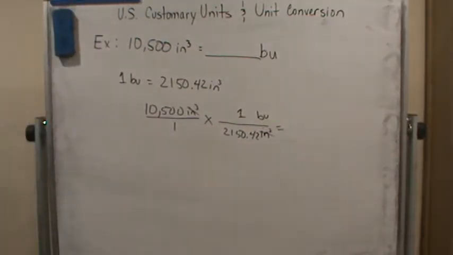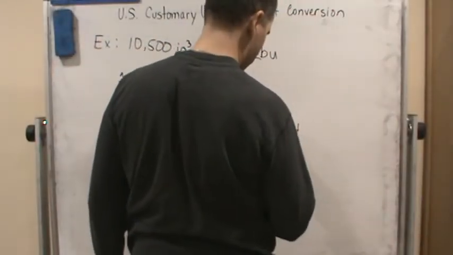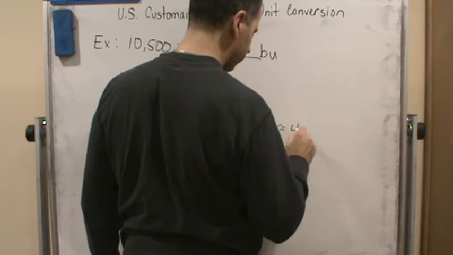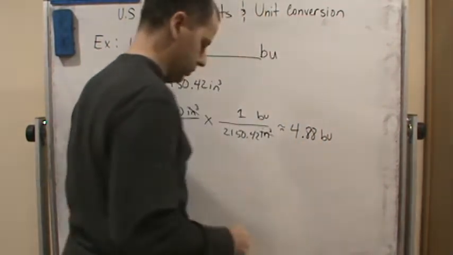And so how many bushels do I get? Approximately, let's say I get 4.882, or approximately 4.88 bushels. So approximately 4.88 bushels.